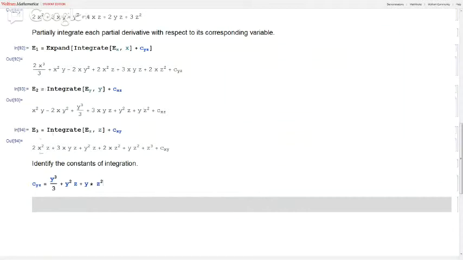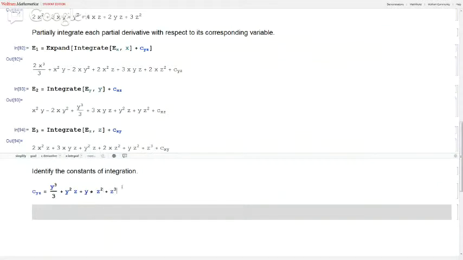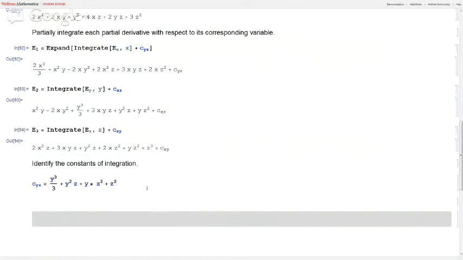Let's look in E3. This depends on x, this depends on x. I already have a y squared z. This depends on x, I already have a yz squared. Looks like I get to add a z cubed. Right? Now I want to find the constant of integration that depends on x and z.